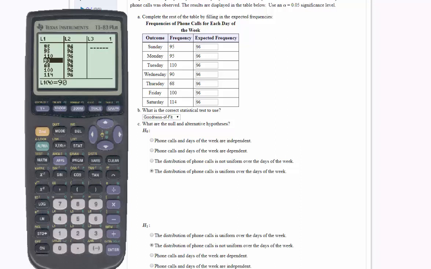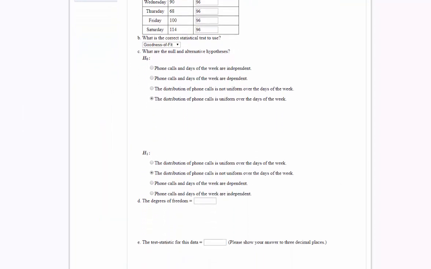Are they all different? Yes. Actually, we never got 96 phone calls, right? Not in a single day. But are they different enough? That's what we're trying to figure out in here. So how do we compute the test statistic? That is the next question, right?